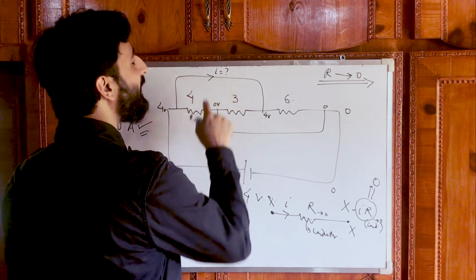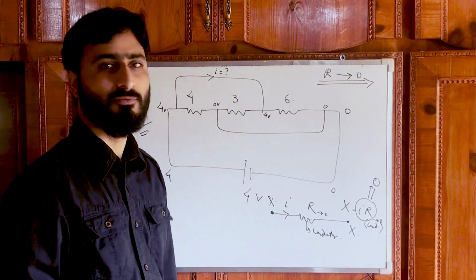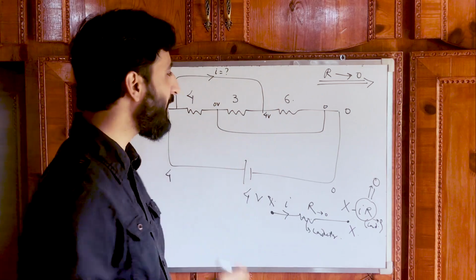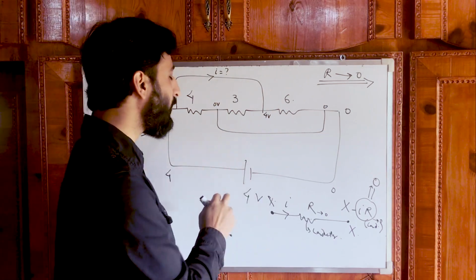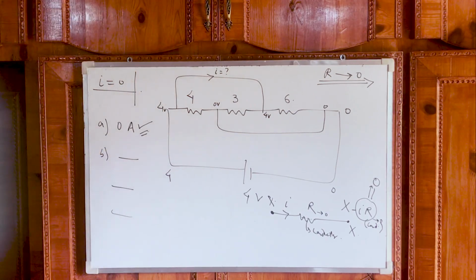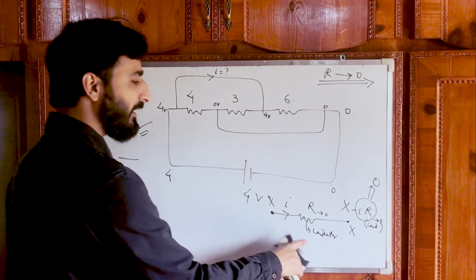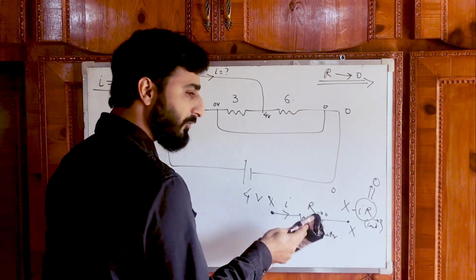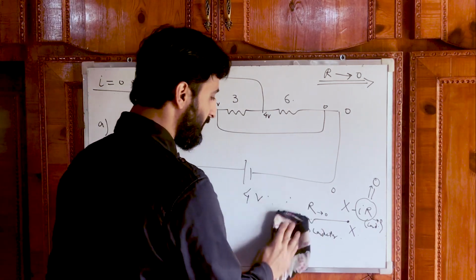So the current through this conductor is not 0. But how to find the value of this current? So let's first try to find out the net current flowing through this conductor. You can note down this point, or at least you have to make sure that you know it, you understand it.